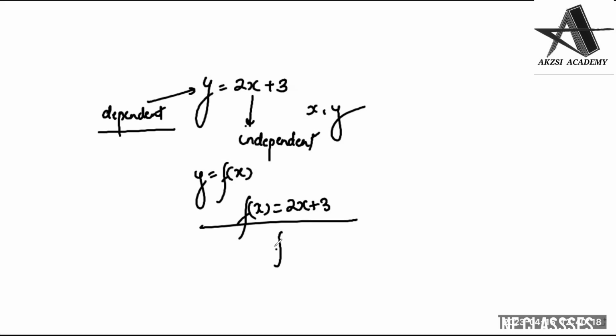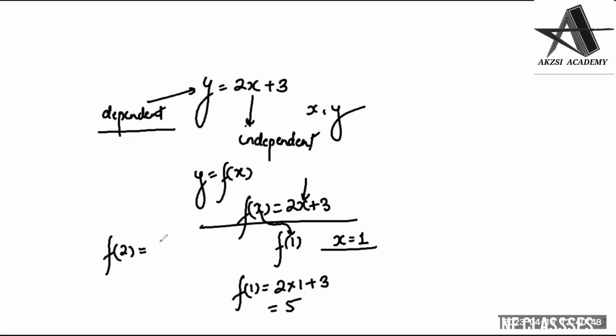Now if I ask what is the value of f(1), what I'm doing is just putting x equals 1. I replaced x with 1, and the same I have to do here, replacing x with 1 as well. So for f(1), wherever I see x, I need to replace it with 1. 2 into 1 plus 3 will give you 5. So f(1) is 5. Similarly, if I ask you f(2), in place of x you have to replace it with 2. So 2 into 2 plus 3, which will give you 7.